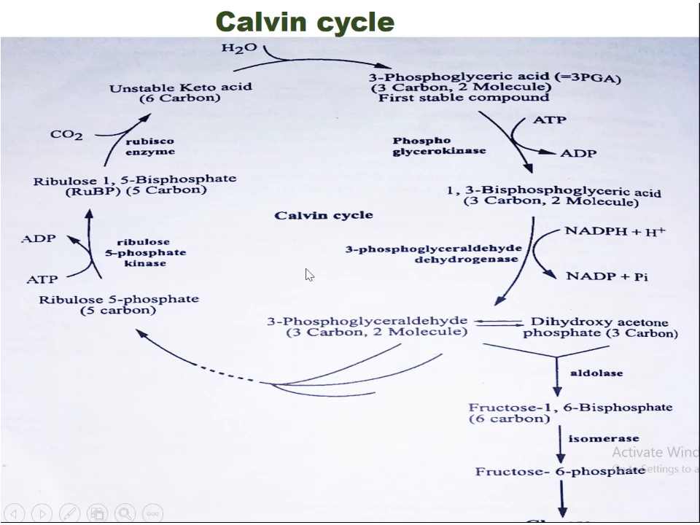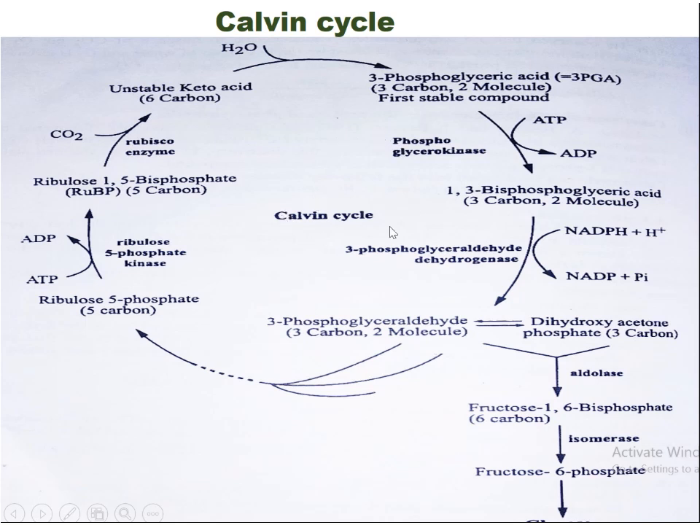This Calvin cycle has 4 phases. The first phase is called carboxylation. Carboxylation means carboxy, carbon and oxygen, so carboxylation means the addition of carbon dioxide. In this phase, carbon dioxide is added to RuBP. That's why this phase is called the carboxylation phase.